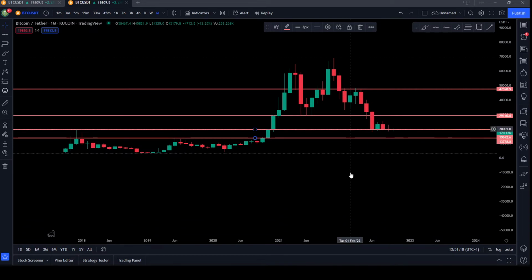So these are what I would all class as major levels, and since its inception way back here, they have been respected. And these are monthly candles, don't forget, so it's not like smaller time frames.